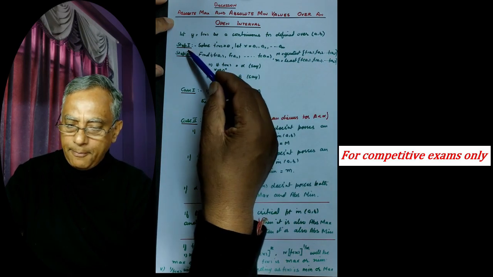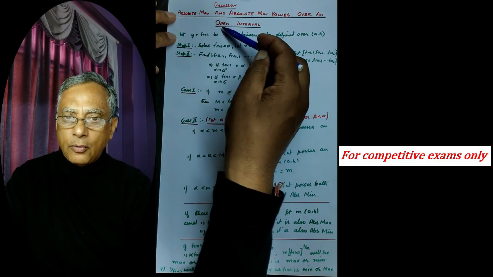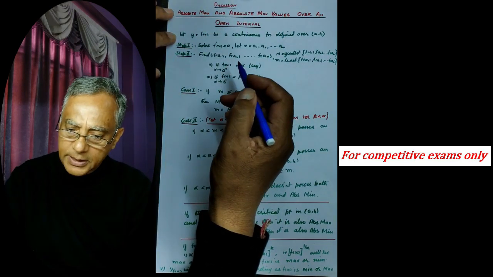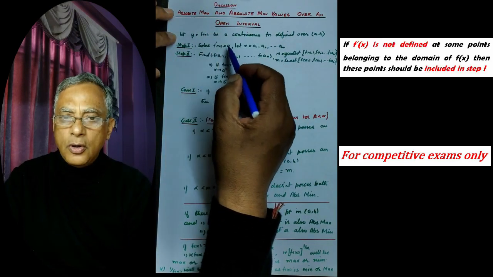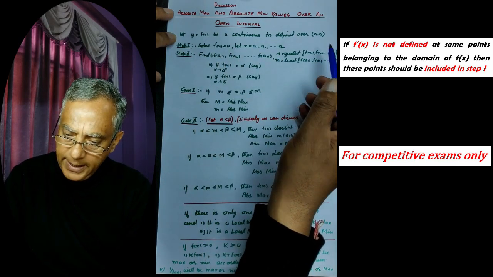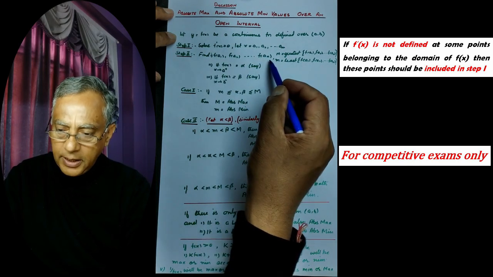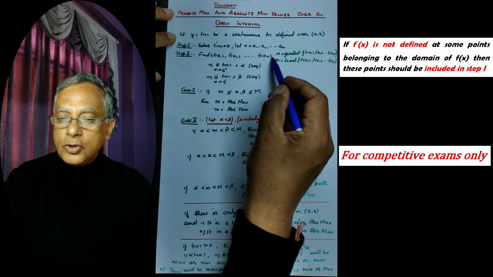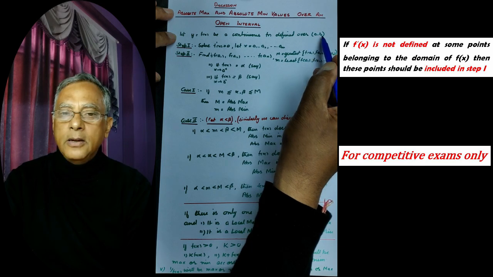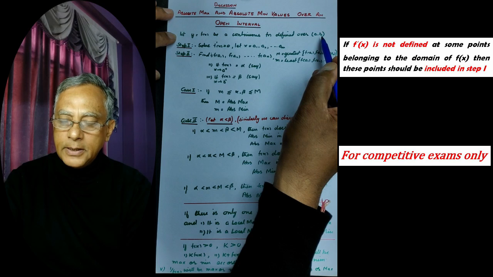The process is similar to the process we followed for a closed interval. There are a few things you must keep in mind. First is solve f'(x) = 0, which is the same as we did for a closed interval. Find f(a1), f(a2), ..., f(an). Now here we do not find the values at the endpoints because endpoints do not belong to the domain of the function, so we cannot find the values of the function at these points.